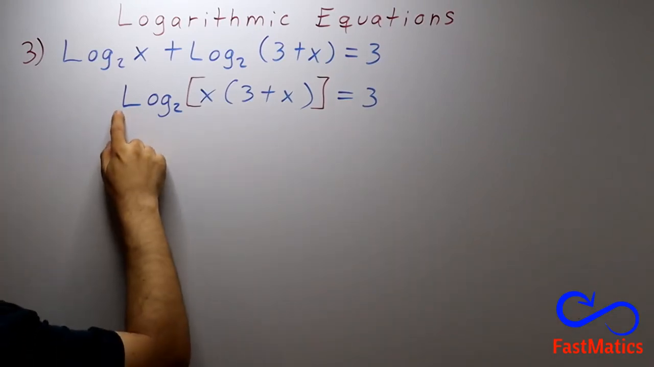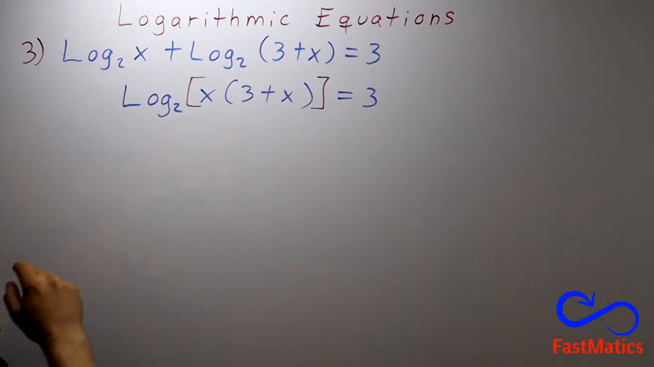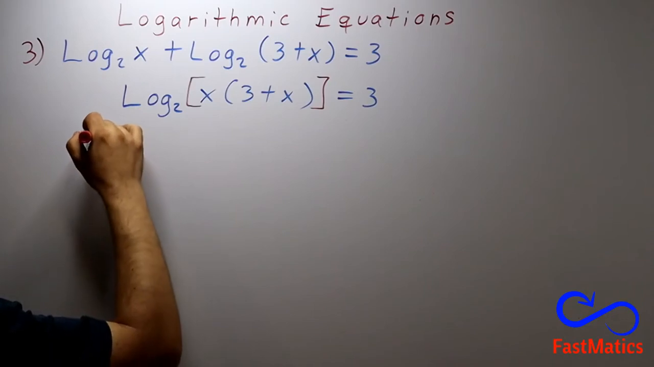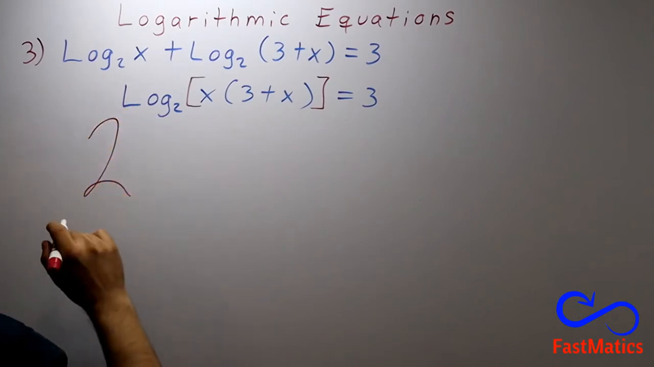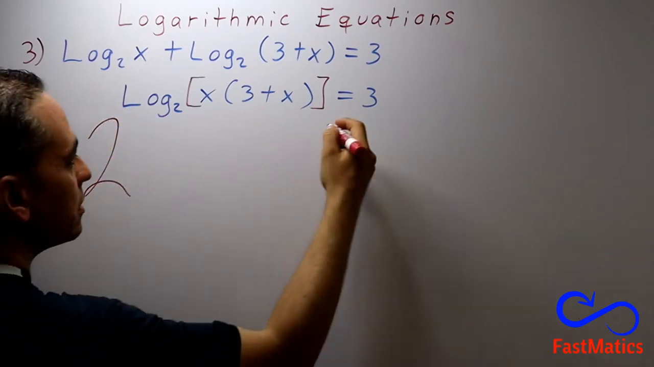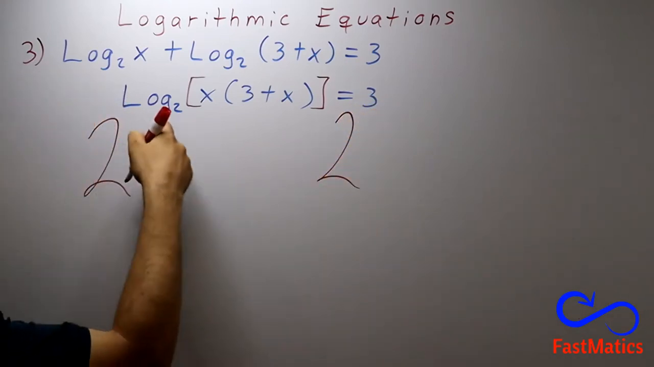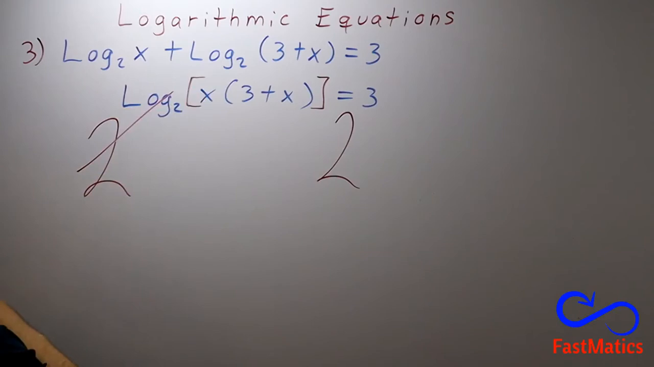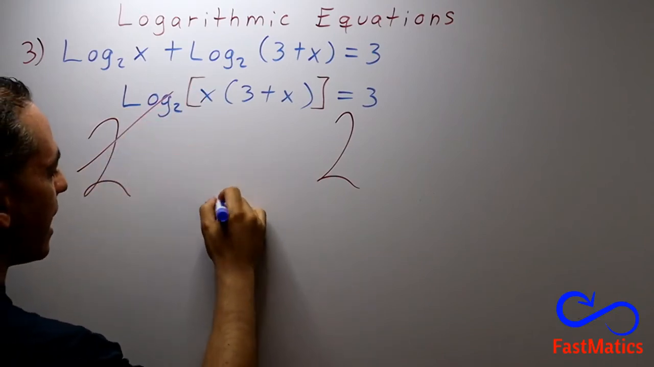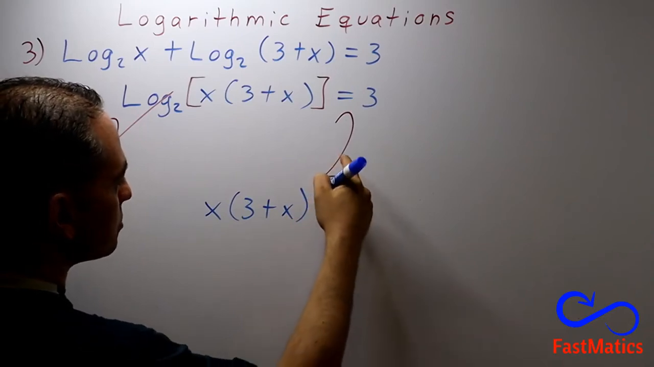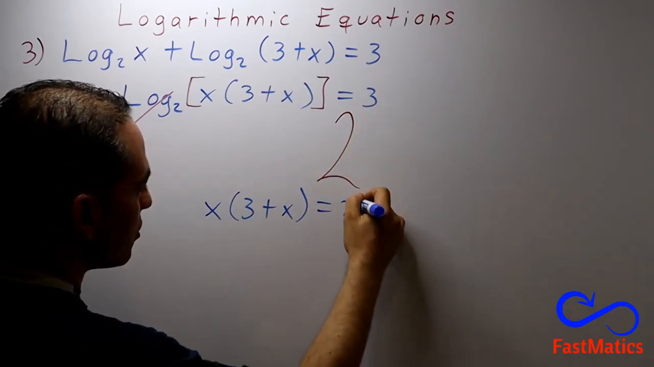How to eliminate logarithm base 2? Well, if I remember the properties of logarithms, I must put a base 2 here. But if I put a base 2 here, I put a base 2 here also. Base 2 with log base 2, goodbye, and I will have x times 3 plus x is equal to 2 raised to the third power.